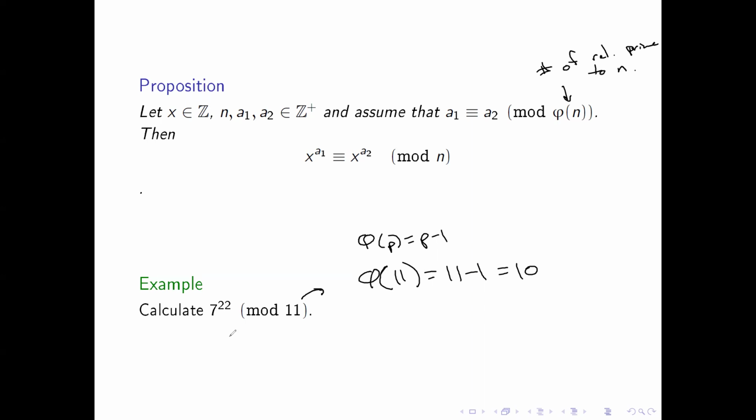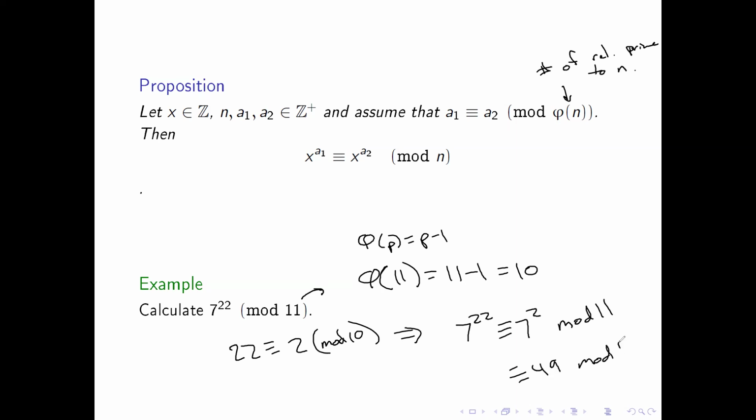Then all I have to do is note that 22 is congruent to 2 mod 10. Based on this theorem, 7 to the 22nd power is congruent to 7 to the second power mod 11, which is 49 mod 11, which is 5. We got to our answer by simply breaking it down to a much easier and simpler power by understanding how these theorems work together.